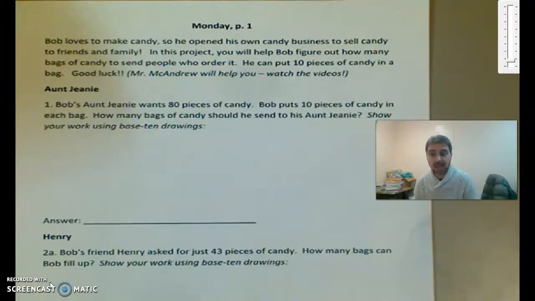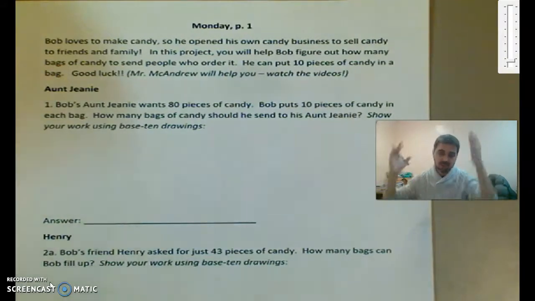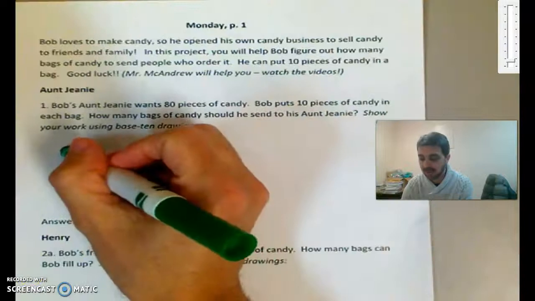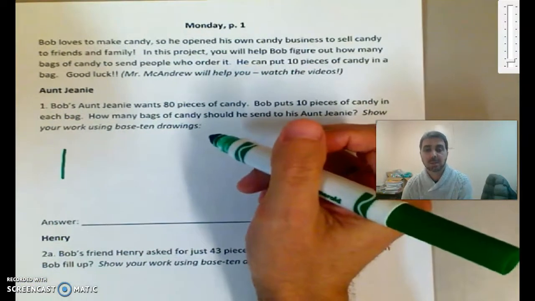So what did you get? Raise your hand if you said 5 bags. Raise your hand if you said 10 bags. Raise your hand if you said 80 bags. Raise your hand if you said 8 bags. All right, well, let's see. So 1 bag, I'm just going to draw a line, is 10.